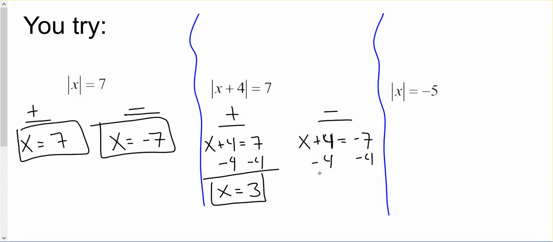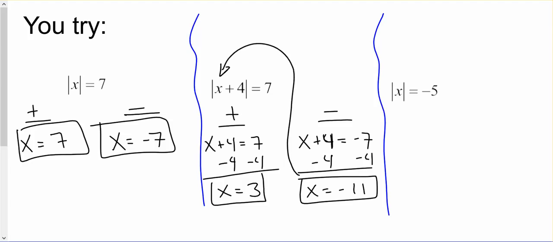Same steps on our other side. Now negative 7 minus 4 makes negative 11. Is it okay that we have a negative answer? Well, let's check. If I substituted in a negative 11 here, what's negative 11 plus 4? That makes negative 7. What's the absolute value of negative 7? It's 7, so it works. 3 plus 4 is 7. Absolute value of 7 is 7.